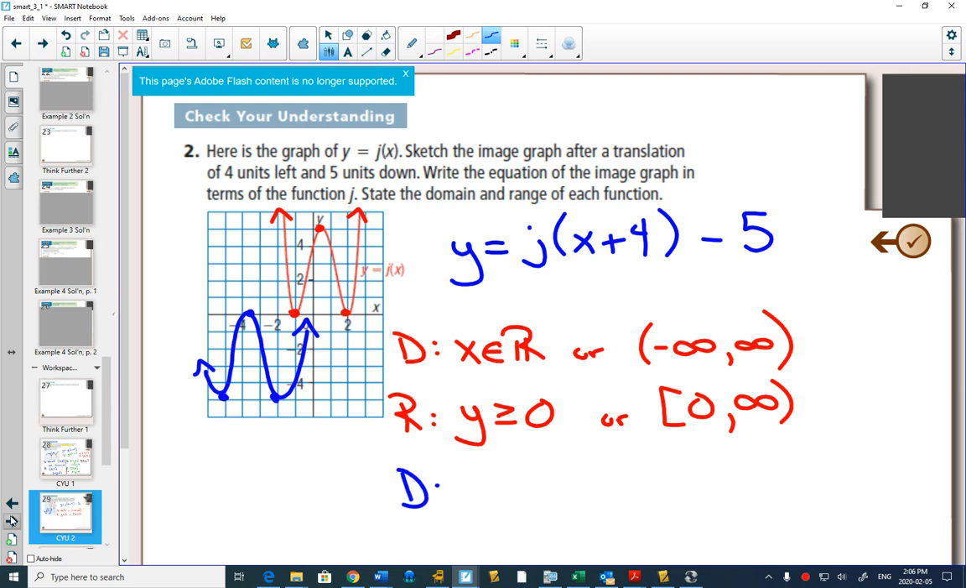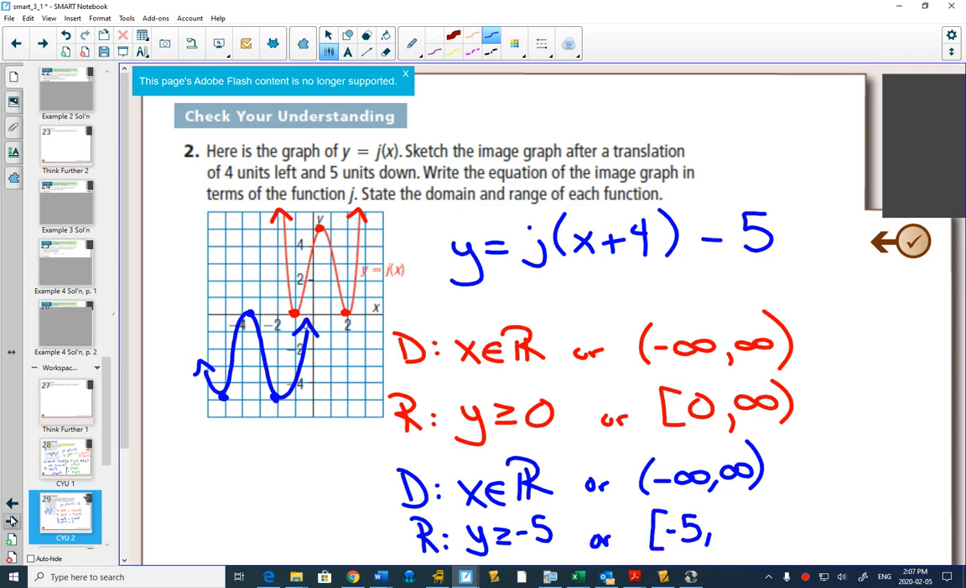And then for my blue graph, the domain, well, it was everything to begin with, and then I moved it to the left. It's still going to be everything. But my range wasn't everything to begin with. It was just bigger than or equal to 0. And now I've moved it down 5. It's going to be bigger than or equal to negative 5. Or negative infinity to infinity for the domain, or negative 5 to infinity for the range. So we can now try 8, 9, and 10.